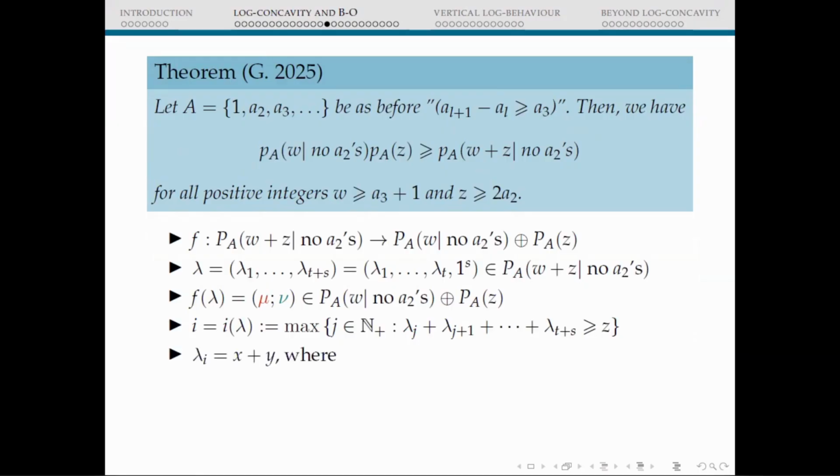And for this parameter, we take the part corresponding to it, write it as x plus y. It turns out that x plus lambda I plus 1 up to lambda t plus s is equal to z, and lambda 1 up to lambda I minus 1 plus y is equal to w. And from our assumption, it follows that x must be at least 1 and y is greater or equal to 0.